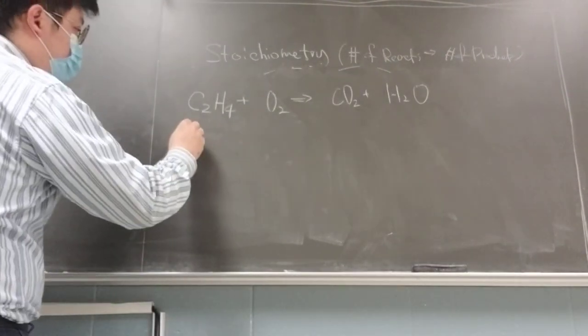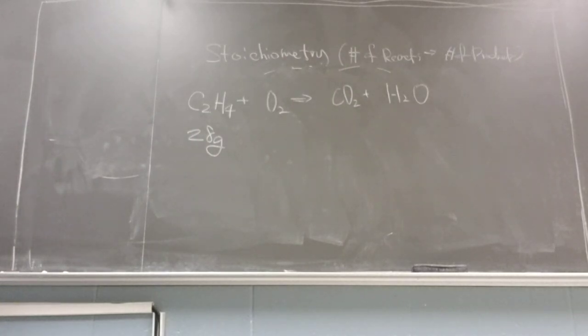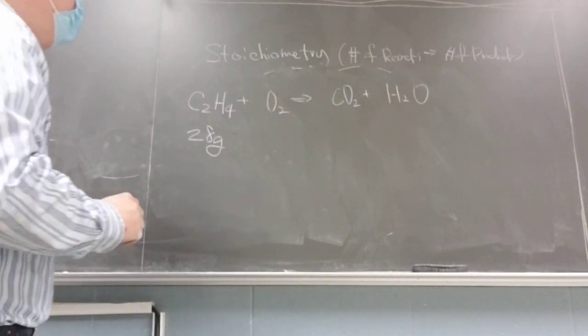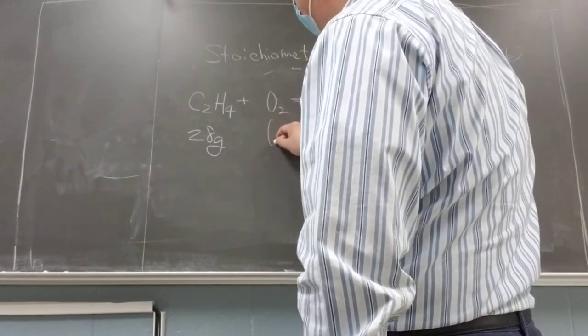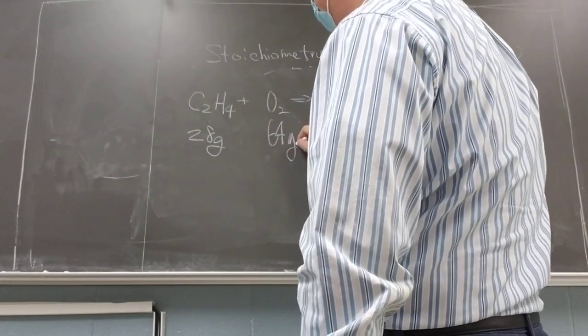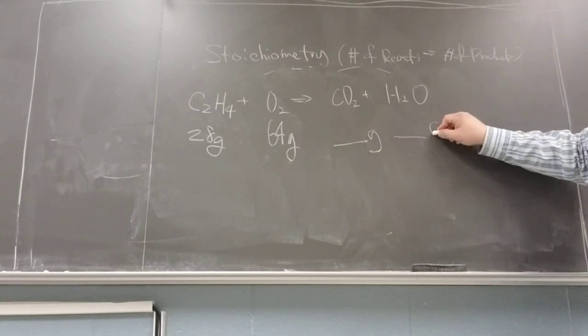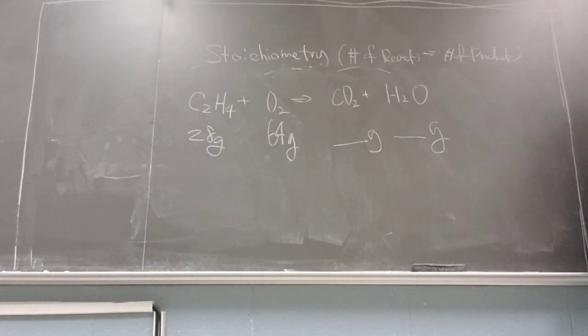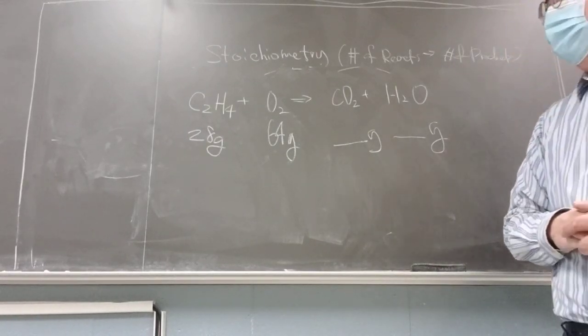Here you just assume you have 28 grams of this organic compound. And then let's assume that you have 64 grams of oxygen over here. And then just try to predict how many grams of these two products it will give me. Okay, so I'll give you about 5 minutes. Let's do this together a little bit later.